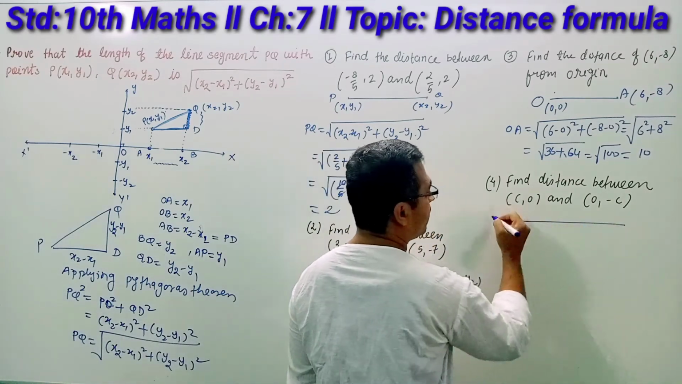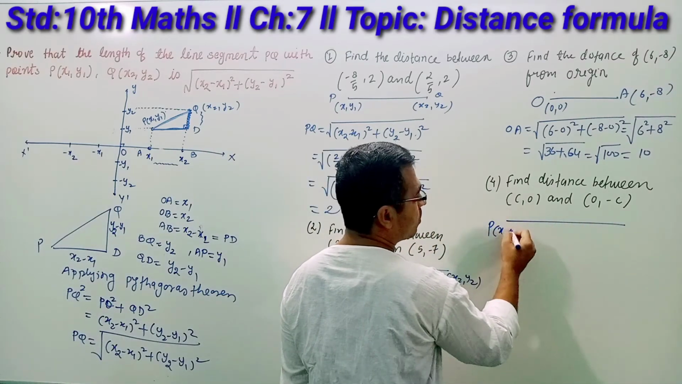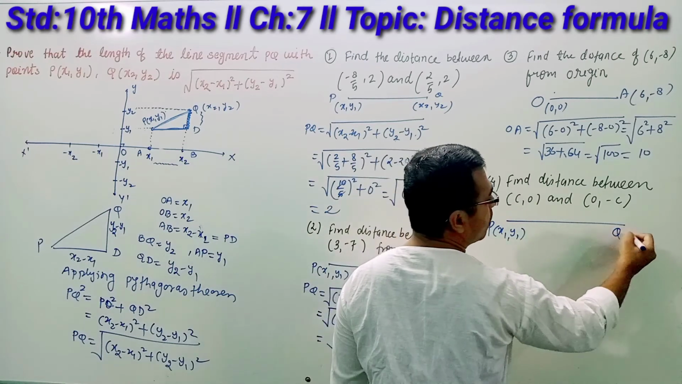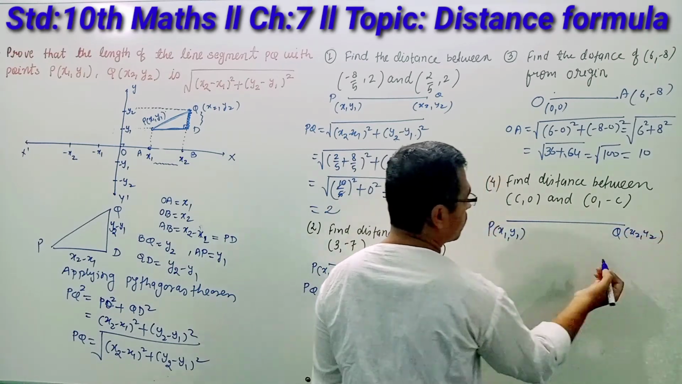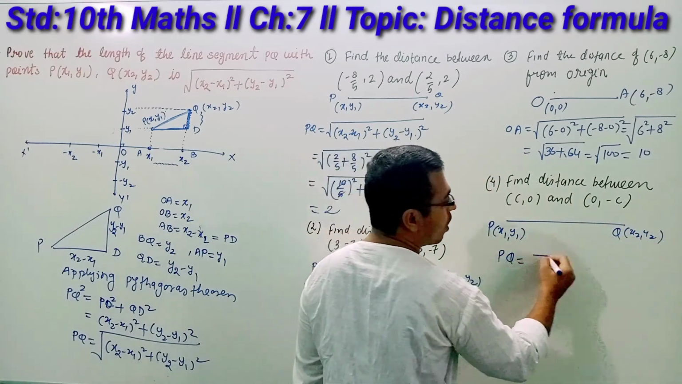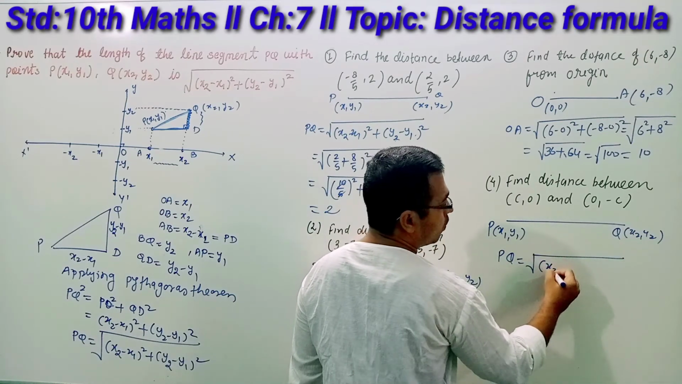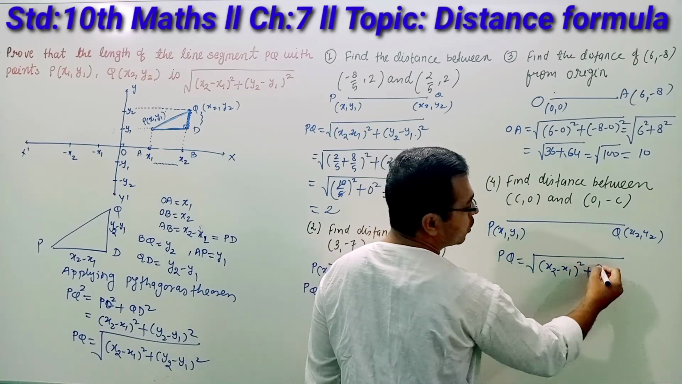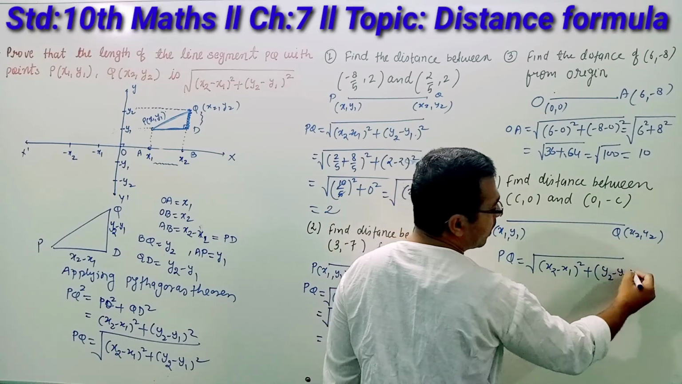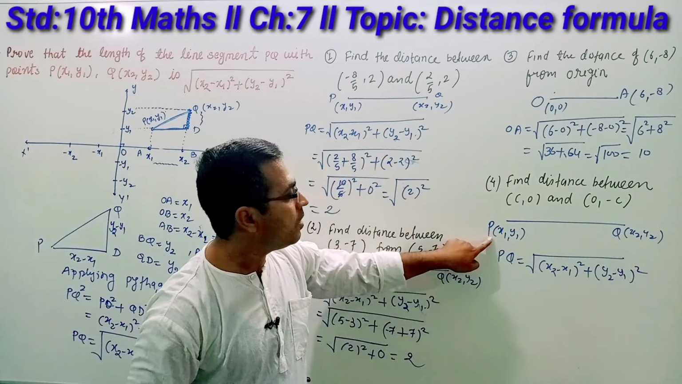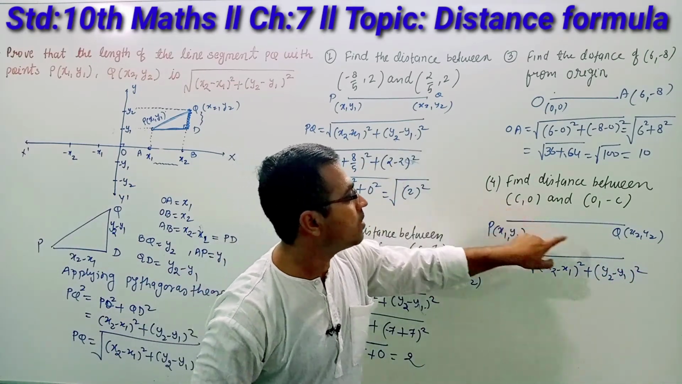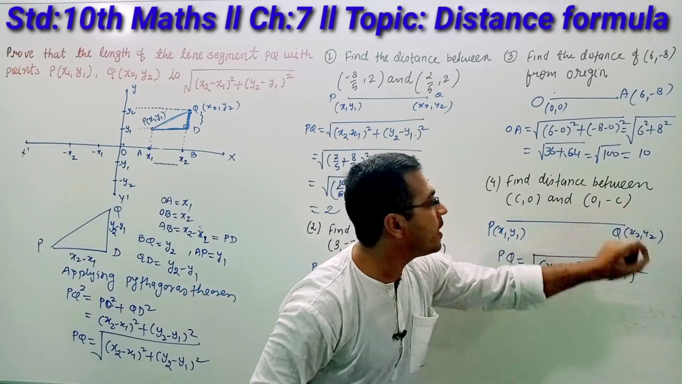Suppose this is a point P. Its coordinate is x1, y1. This is Q, x2, y2. So we know that PQ is equal to what? Square root of x2 minus x1 whole square plus y2 minus y1 whole square. Now you can compare: this is x1, this is y1, this is x2 and this is y2.